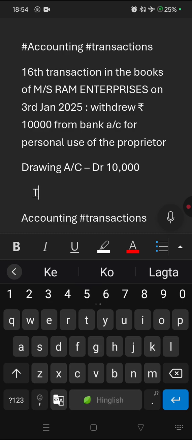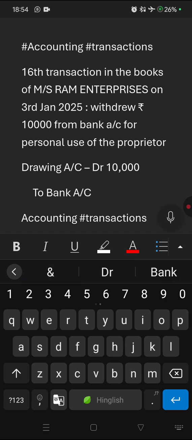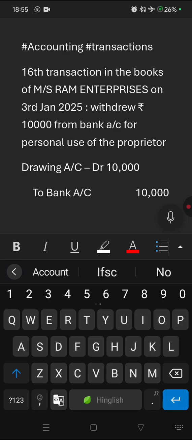To bank account. Why bank account? Because the proprietor has withdrawn money from the bank account. So the business's bank account is decreasing, and on decrease, bank account is credited. Its narration will be: being proprietor withdrew from bank for his or her family expenses. Drawing account debit to bank account. The date is 3rd Jan 2025.